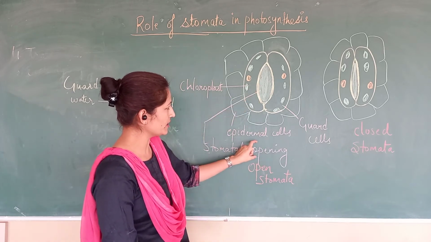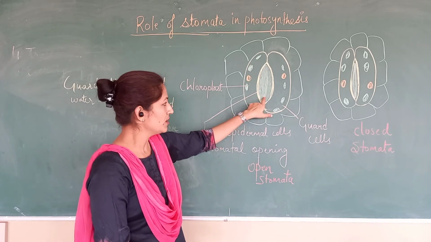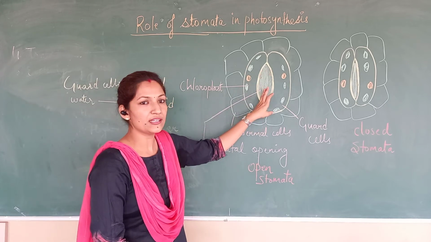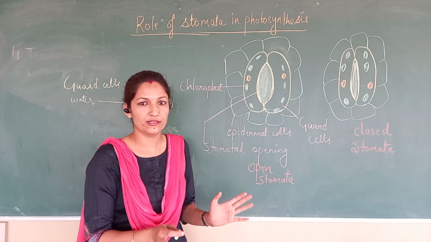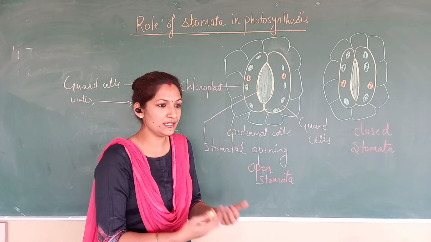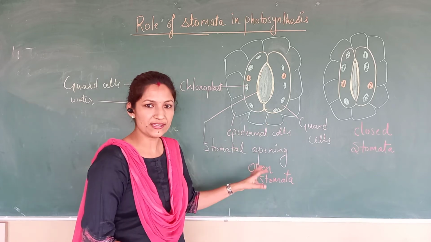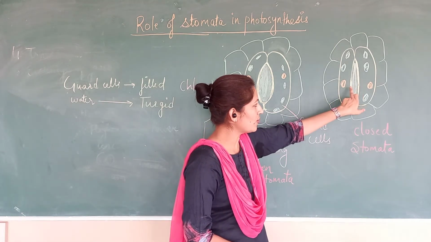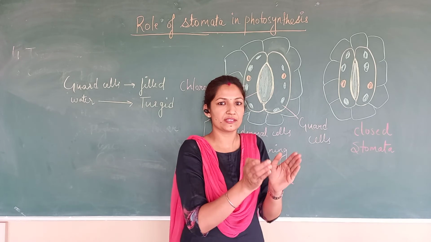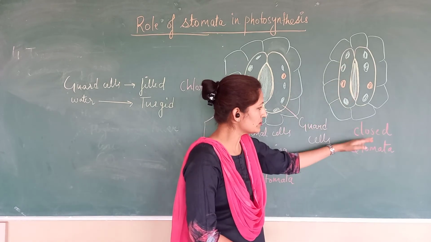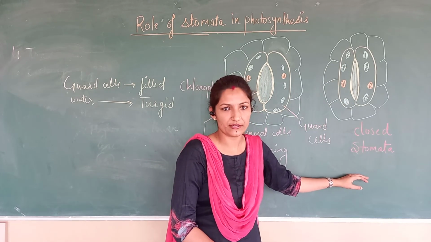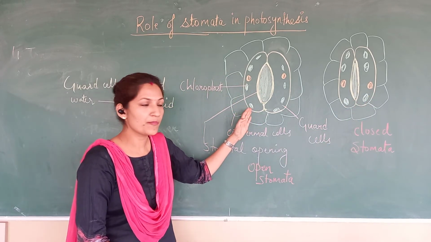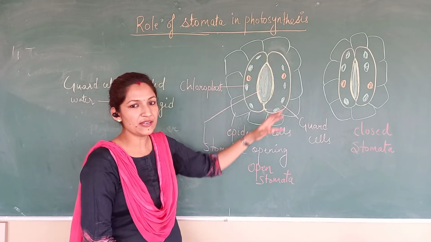ये stomatal opening है. So now at this time, when these guard cells are filled with water, this stomatal pore is open. Okay, and when the water is released to the side-by cells, then what is going to happen? The cell walls of the guard cells come together and result in the closing of the stomata. Fine. Now, from where do the guard cells get water? They get the water from the side-by cells.